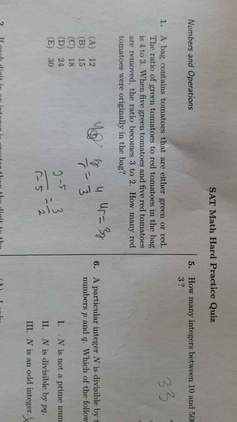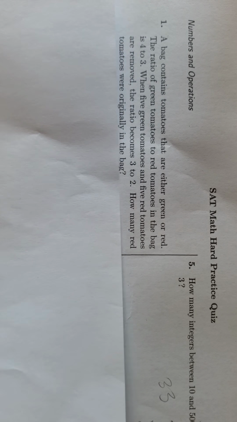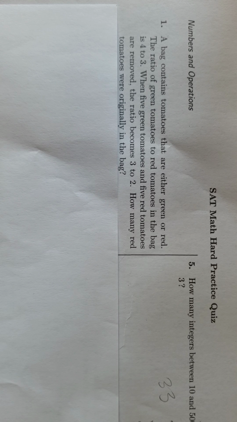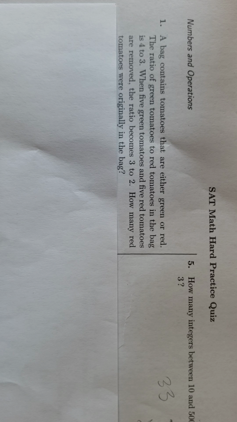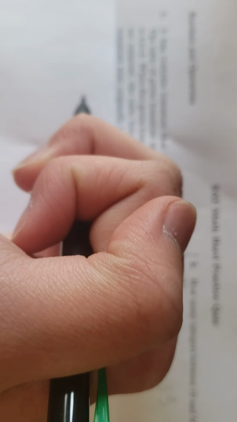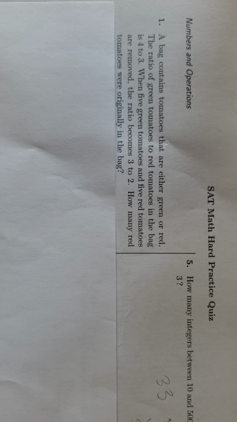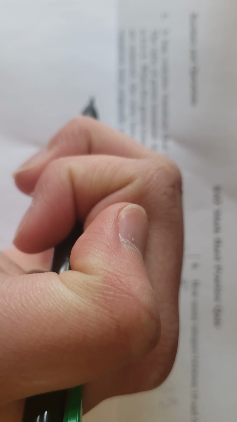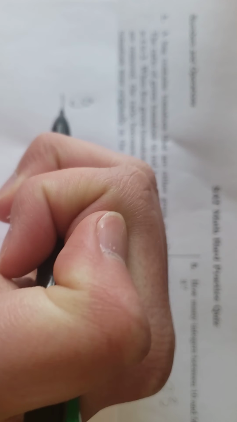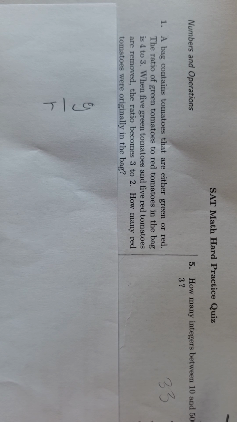That is indeed an interesting question. I guess I could do it like this. So we know that this is a ratio question. One way we could do this is set up a ratio, and I believe we could do this through a system of equations. So we call green tomatoes G and red tomatoes R, and the ratio of that is 4 to 3.